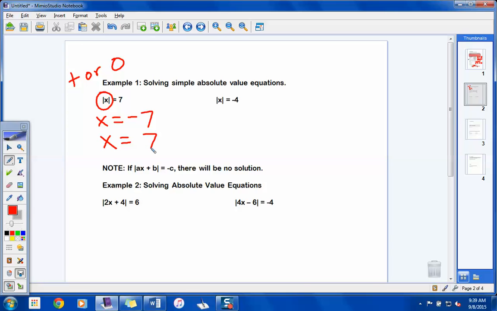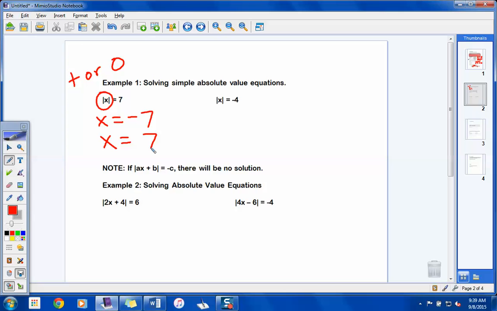All right. Note this right here, guys. To solve this, we basically took what was inside here, set it equal to a positive 7. We also set it equal to a negative 7. Do you guys agree those two answers will work? Are the absolute values of both of those 7? They are, okay.